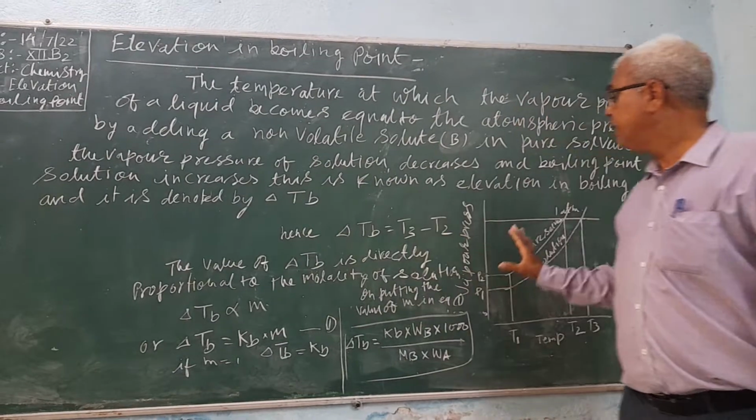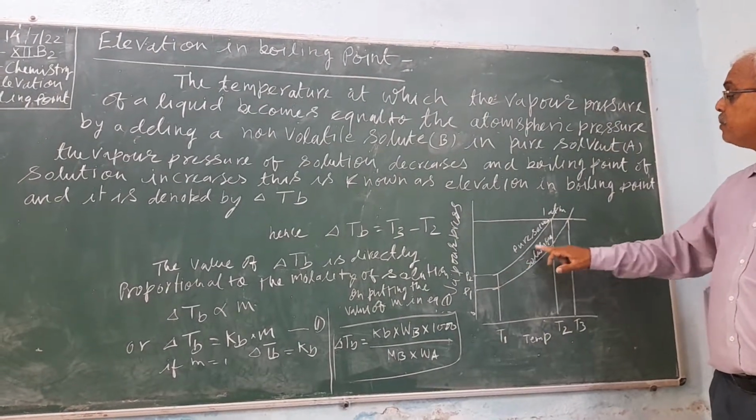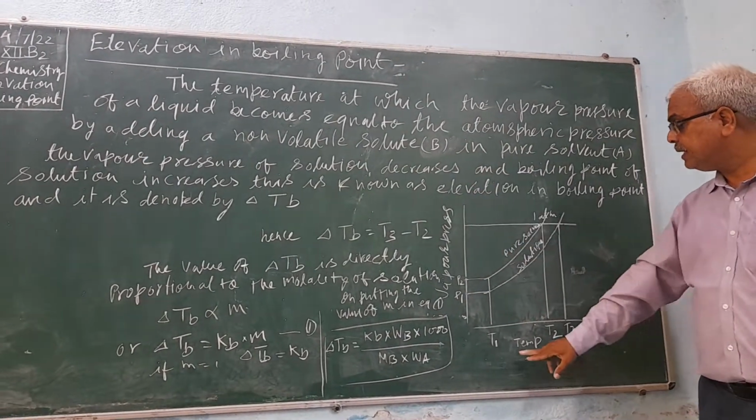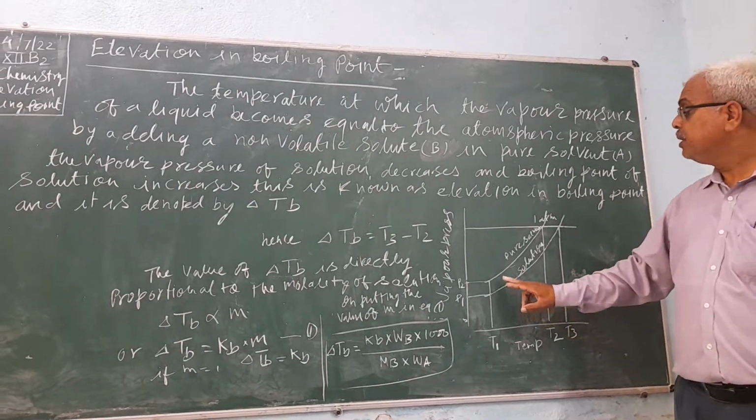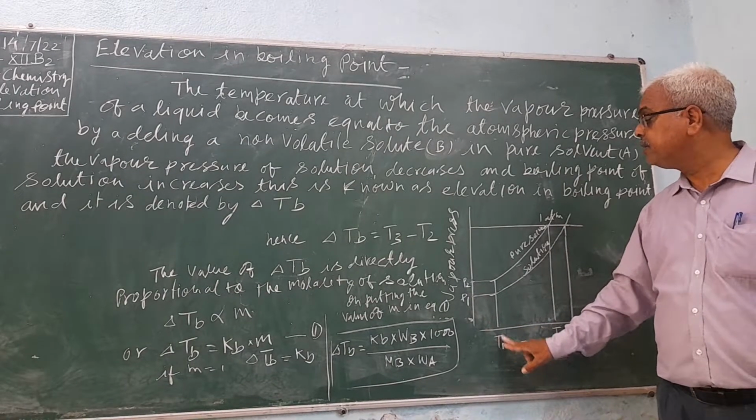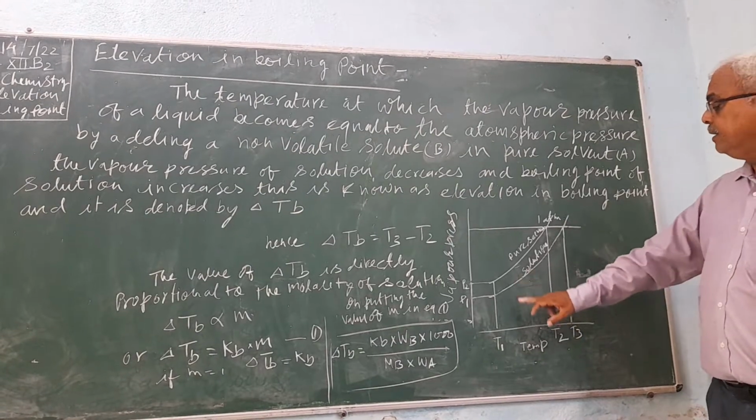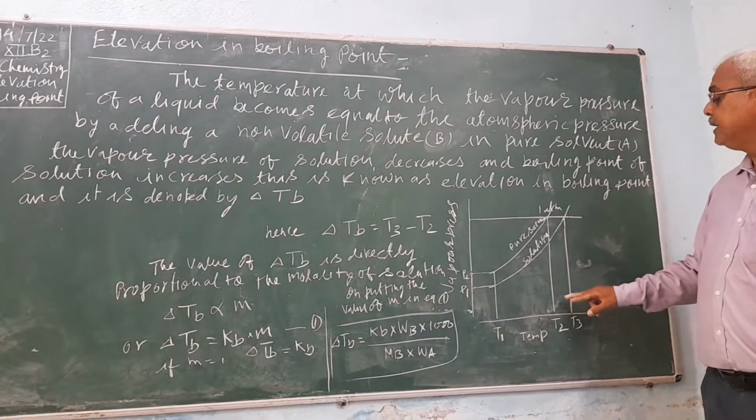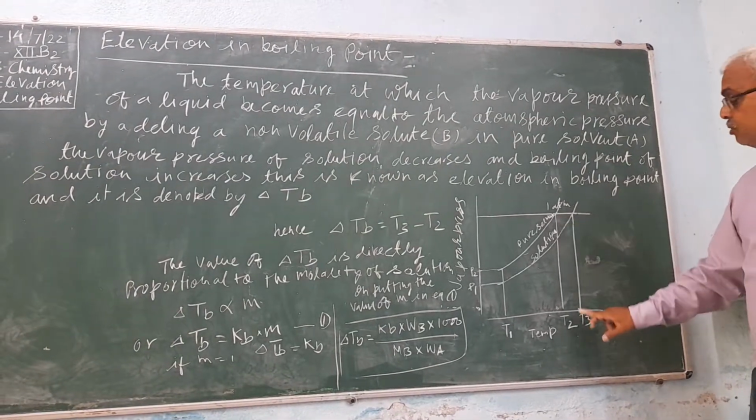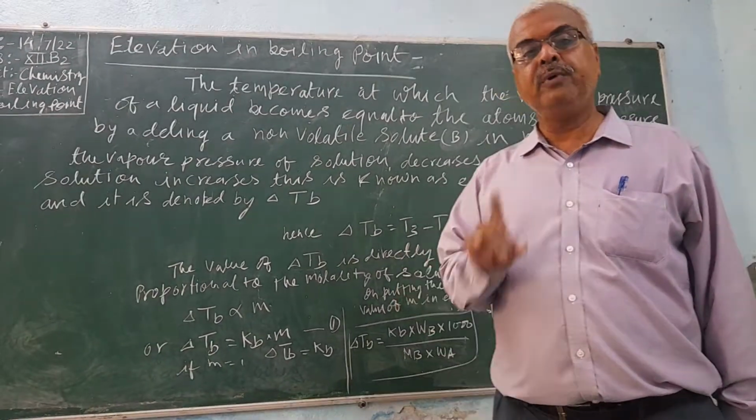This concept can be understood from this graph. This graph is for the pure solvent, with vapor pressure here and temperature here. For the pure solvent at a particular temperature T1, the vapor pressure is P2, and on increasing the temperature, at temperature T2 it becomes equal to 1 atmosphere. So T2 is the boiling point of the pure liquid.